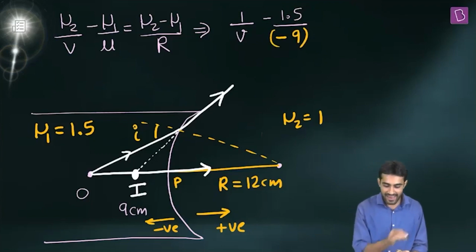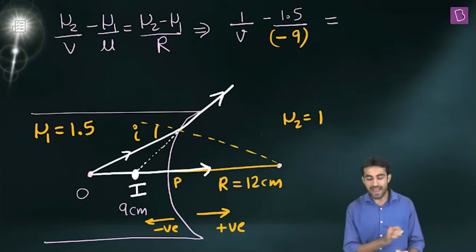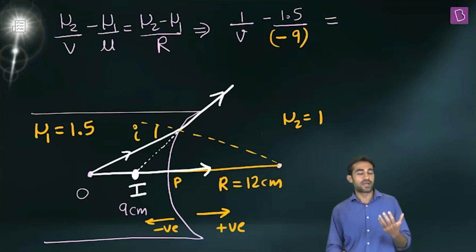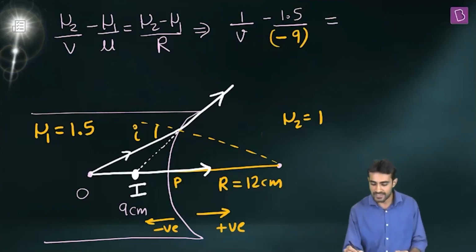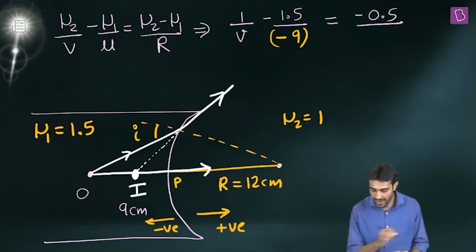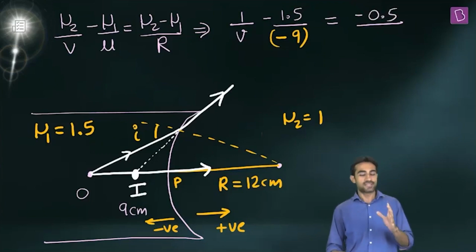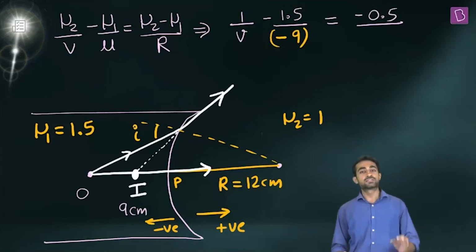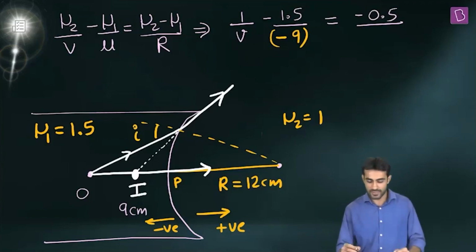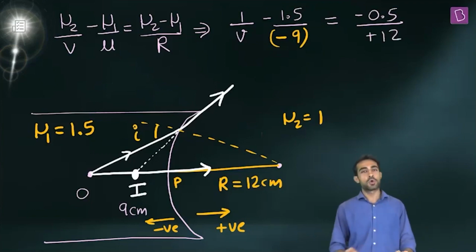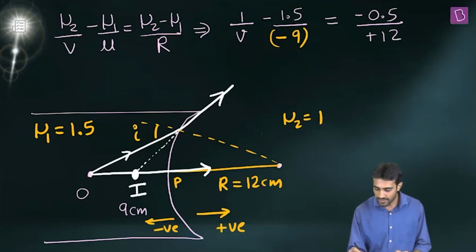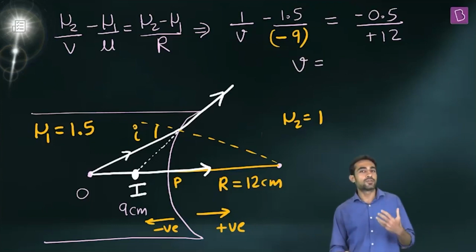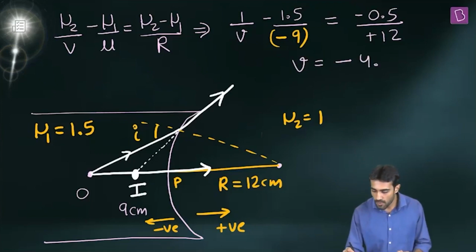And what is mu2 minus mu1? Well, mu2 is 1 and mu1 is 1.5. So mu2 minus mu1 is minus 0.5. And we divide it by R. Now let's see the direction. The direction is positive. The center of curvature is on positive side. So R is plus 12. Good. And now we have to simplify and calculate the answer. You can see that after some calculation, we will obtain the value of V. And V is coming out to be negative. So minus 4.8, this is the value of V.